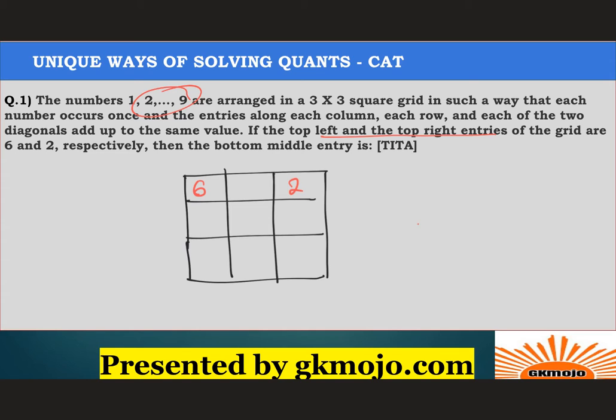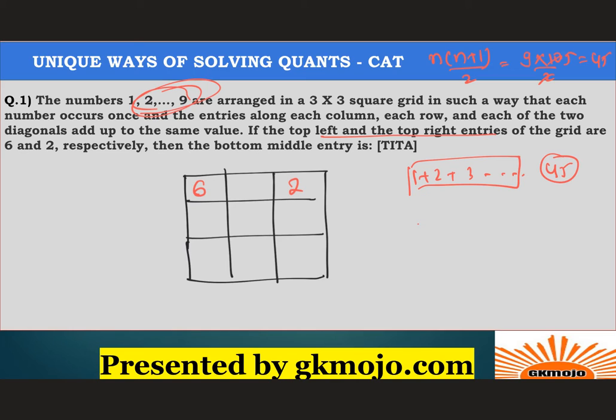If you are taking numbers from 1 to 9, what is the addition? 1 plus 2 plus 3, this comes out to be 45. Whenever you have to find the sum of continuous numbers, the formula is n into n plus 1 by 2. So over here it would be 9 into 10 by 2, which is 45. So the total of this complete set of numbers is 45.